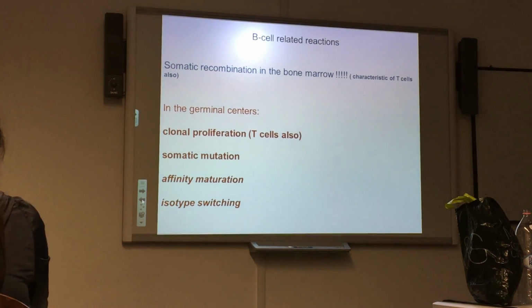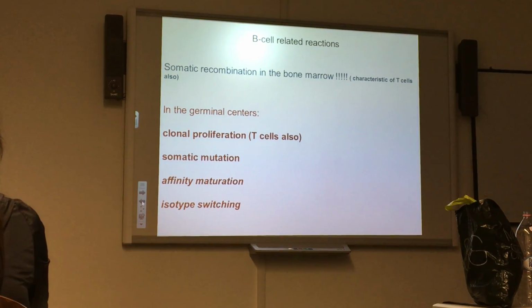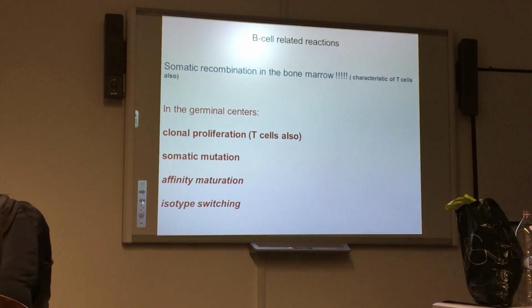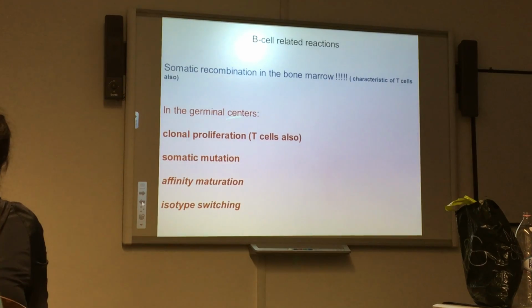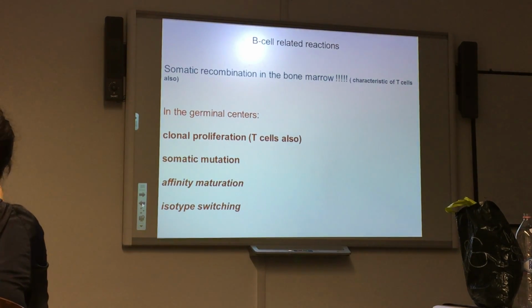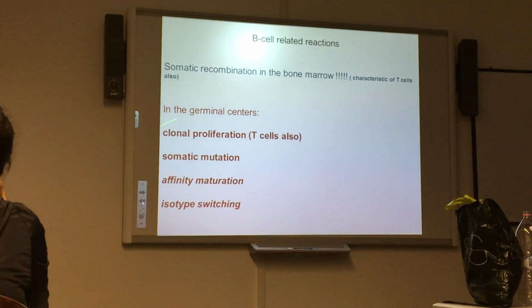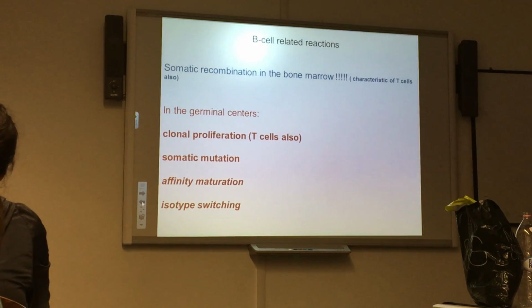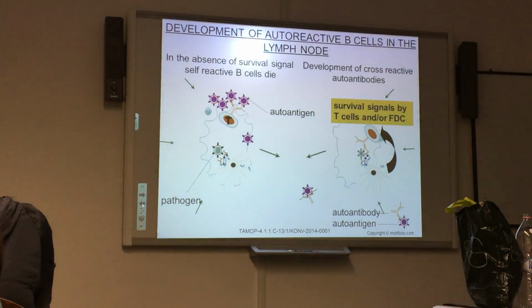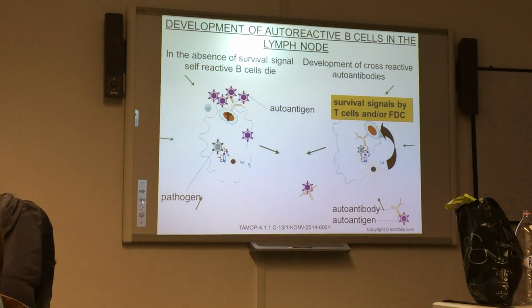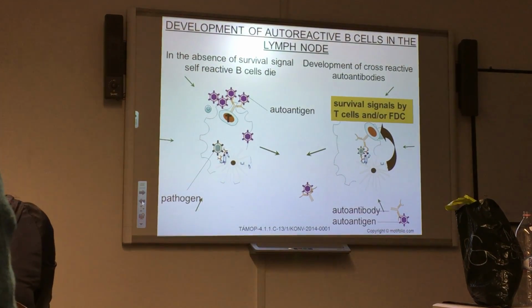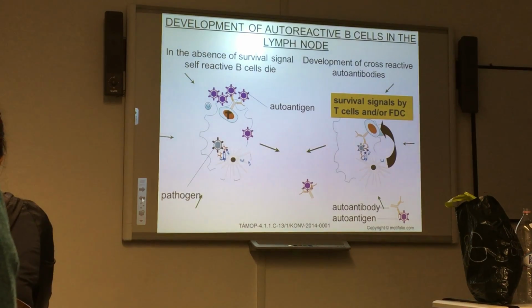So in germinal centers occurs the clonal proliferation. Yes, I told you that not only the B cell, also the T cell will activate and proliferate and differentiate. The somatic mutation, the affinity maturation, and also the isotype switching. What is the isotype switching and what is so important for the B cell populations?